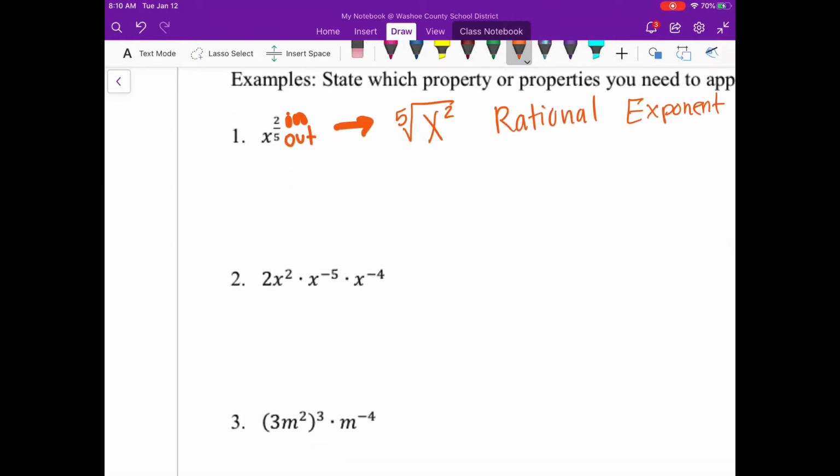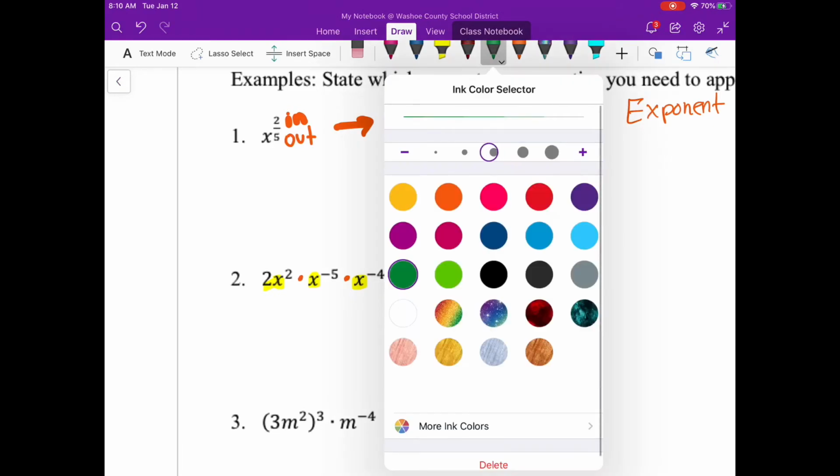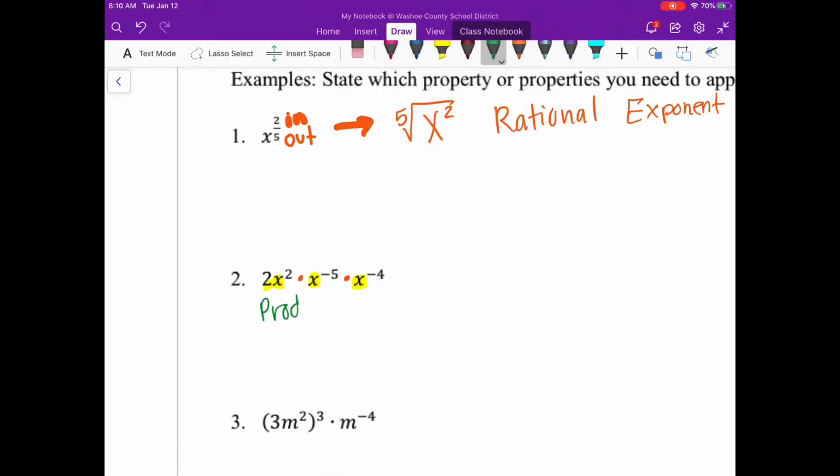Number 2 here. So all of these terms are being multiplied, and I do see a common base. All of these are x's. So my first step in this case, I'm going to actually be using the product rule. And my product rule tells me that if I have the same base, I'm going to just multiply all the bases together. So in this case, the 2 doesn't have any other number to multiply by, so I'm just going to get 2. And then I'm going to get the x. And my product rule tells me that I would add all of these exponents together. So 2 plus the -5 plus the -4, and that's going to give me a -7.